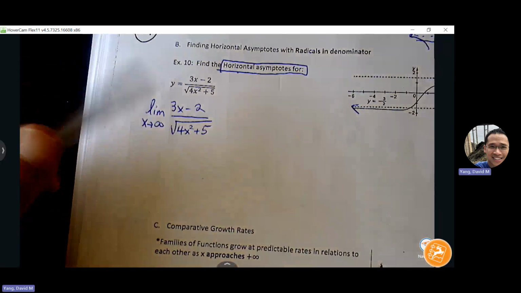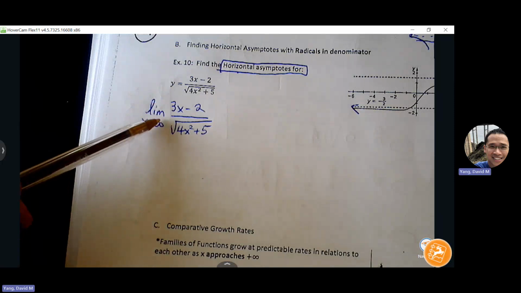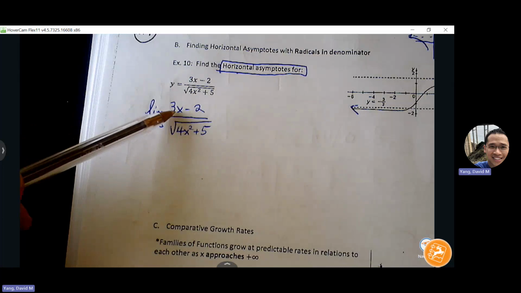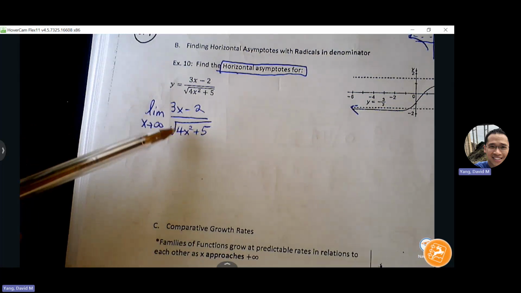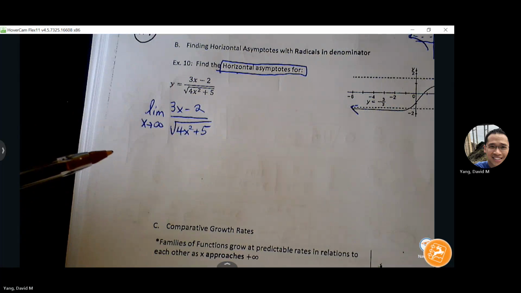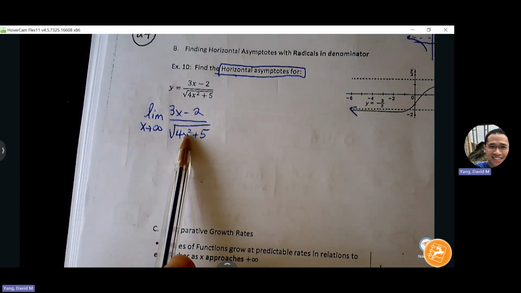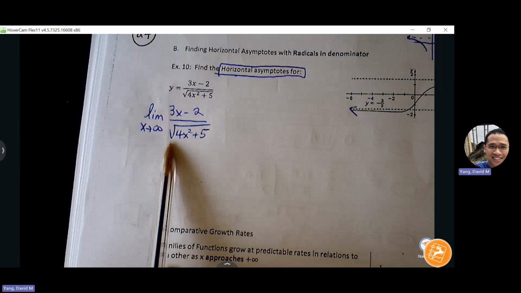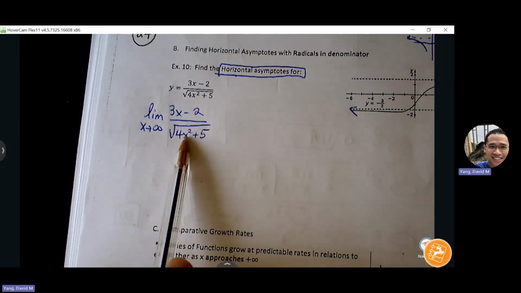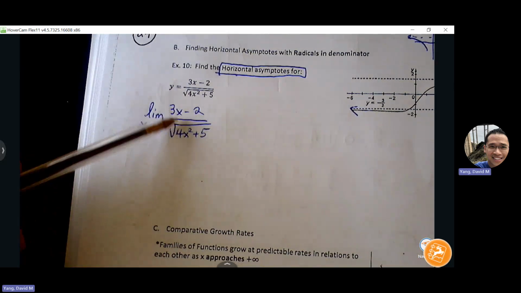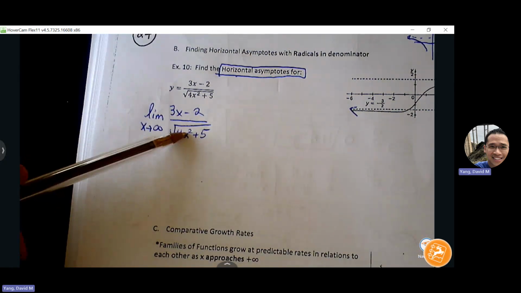Now, this is a little bit different, but we know that if we're doing infinity, we're comparing degrees. Well, what is the degree of the numerator? 1. Okay, good. What is the degree of the denominator? Also 1. Now there's the x squared here, so why is it 1 and not 2? The square root ultimately is going to transform that x squared back down to an x. So we see that the degrees are the same because the square root is going to undo that x squared.